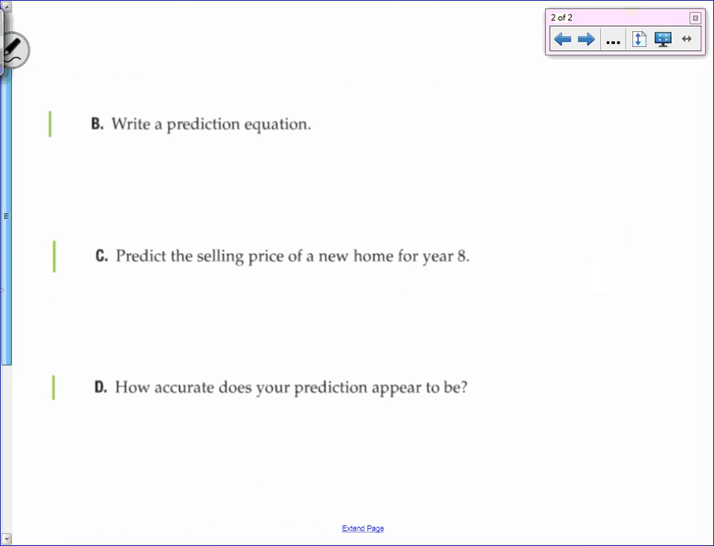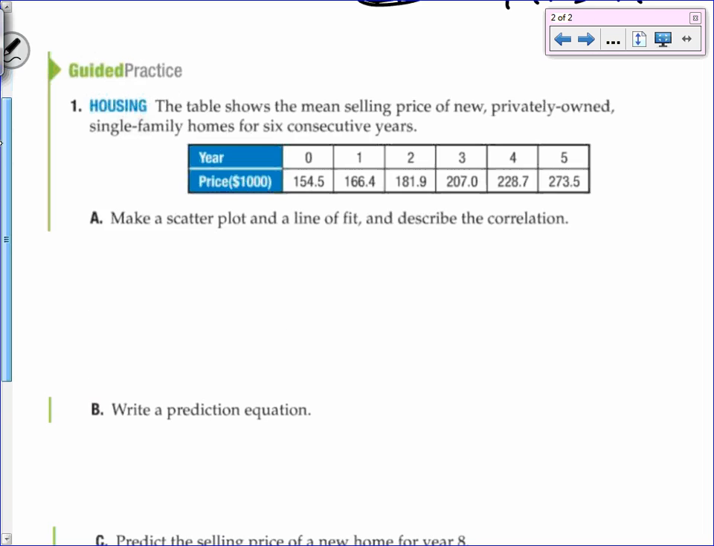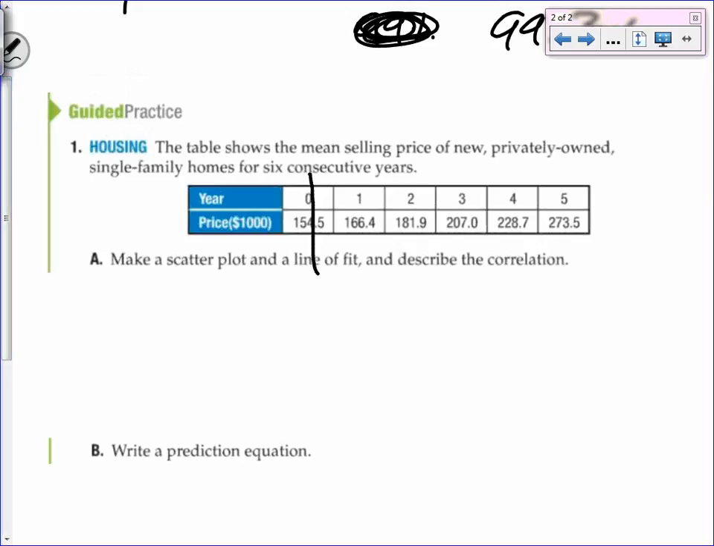Man, that format's all messed up here today. First time doing this.